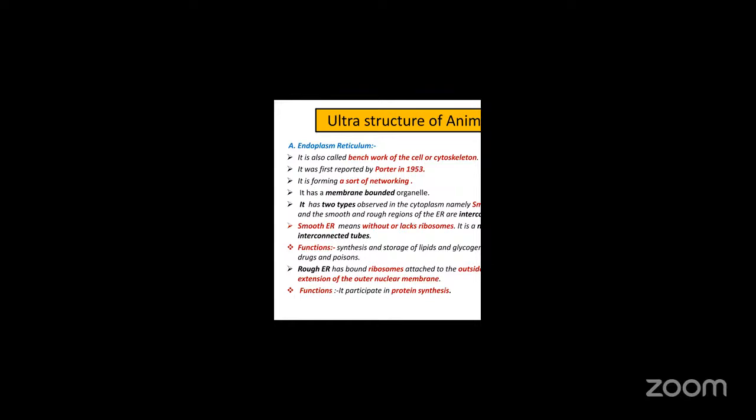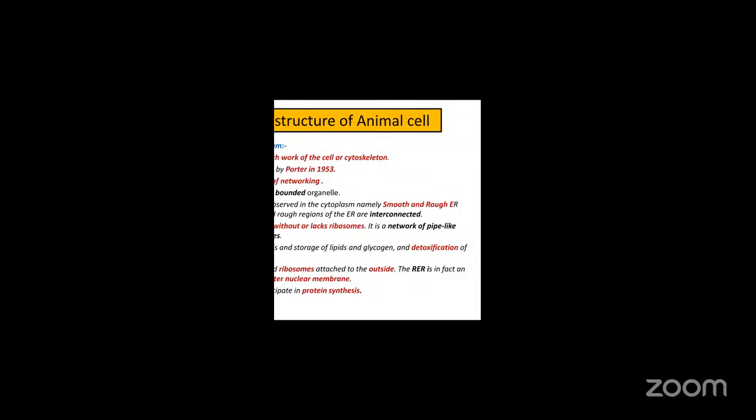So what is the main role of the ribosomes? Nothing but protein synthesis. So we can say the rough endoplasmic reticulum plays a very important role in protein synthesis. Because of the presence of the ribosomes, the endoplasmic reticulum is divided into two types: one is called rough and the other is called smooth. Smooth does not have ribosomes, so its main function is synthesis and storage of lipid and glycogen. Whereas rough has ribosomes, so its main function is to help in protein synthesis. So this is about the endoplasmic reticulum.